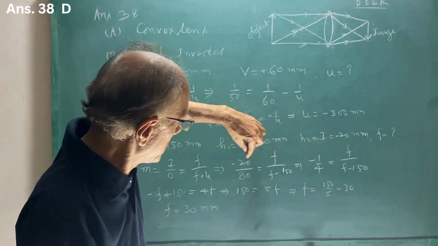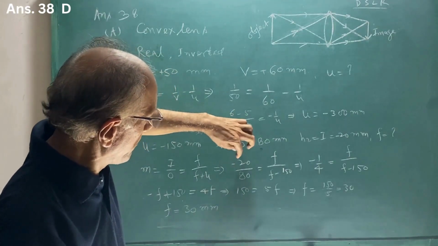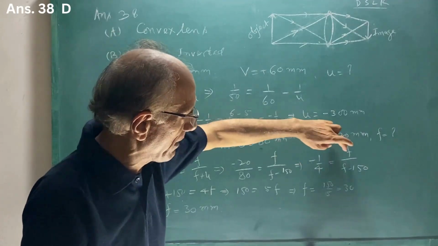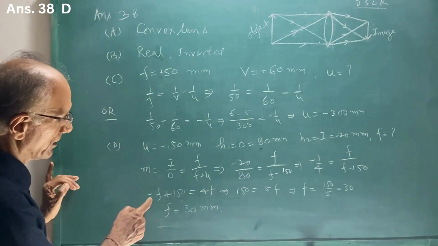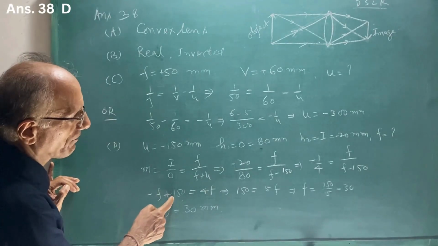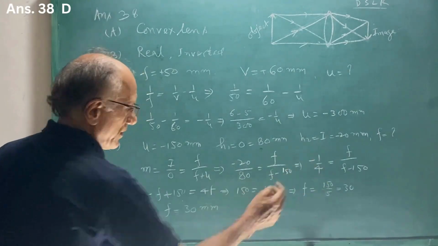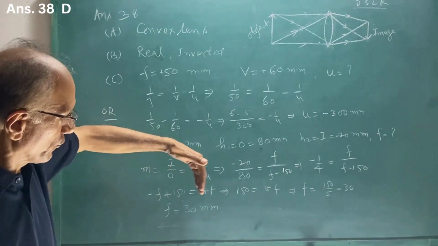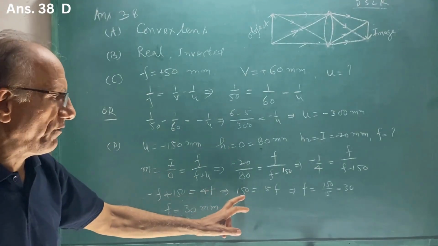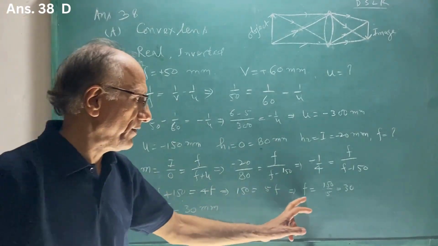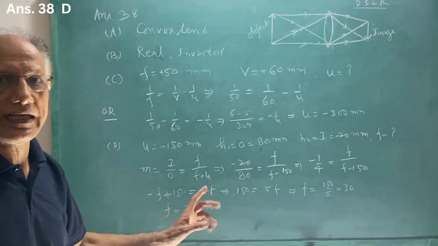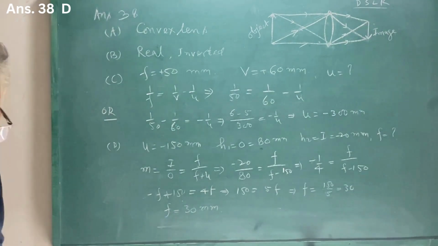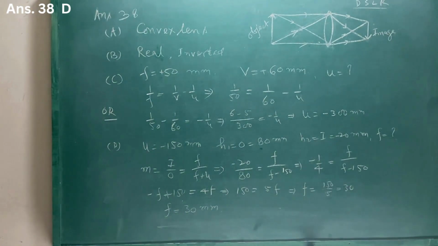So here it is cancelled, minus 1 by 4 equals F upon F minus 150. So cross multiplication, minus F plus 150 equals 4F, and this F goes here, so we get 150 equal to 5F, so F equals 150 by 5, that is 30, so F equals 30 mm. That is the answer of question number 38.